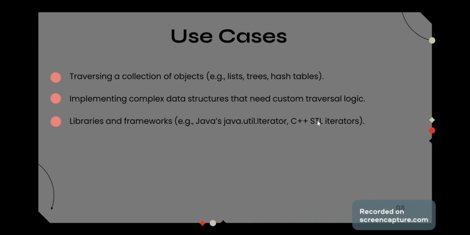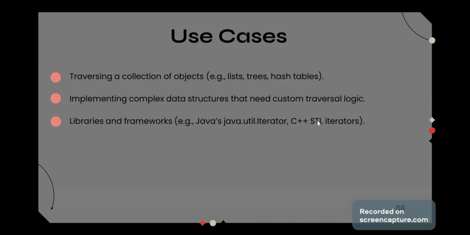By using the iterator pattern, we can also access the elements of an aggregate object sequentially without exposing its underlying representation, which allows libraries and frameworks to iterate over collections in a standardized and flexible manner, right? So those are all the use cases.